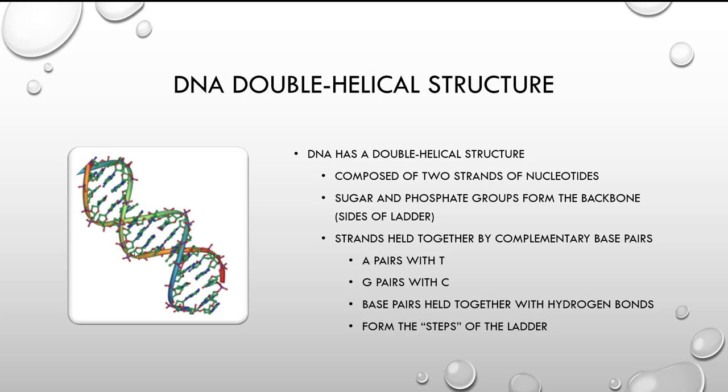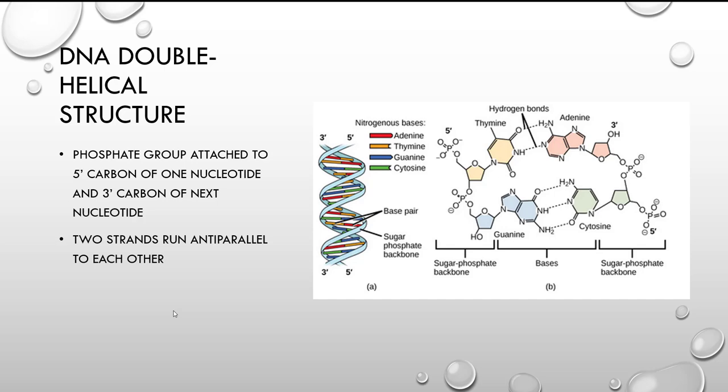So it's composed of two DNA molecules held together by these complementary base pairs that have hydrogen bonds linking them together. So let's take a closer look. So imagine here again is our double helix. So we have our sugar phosphate backbone. So here is the sugar phosphate backbone.